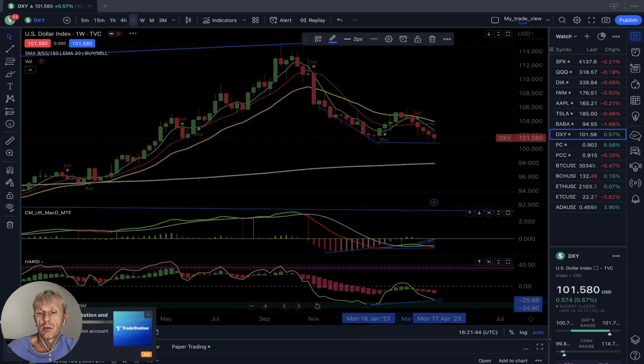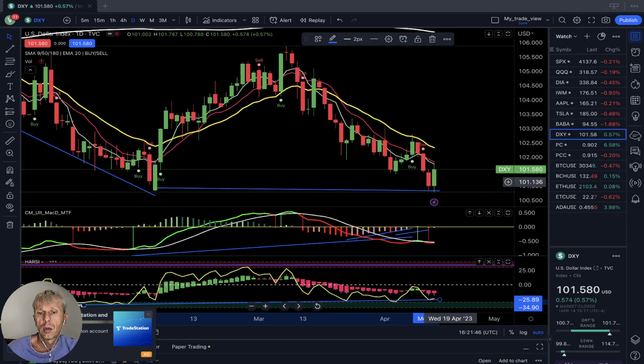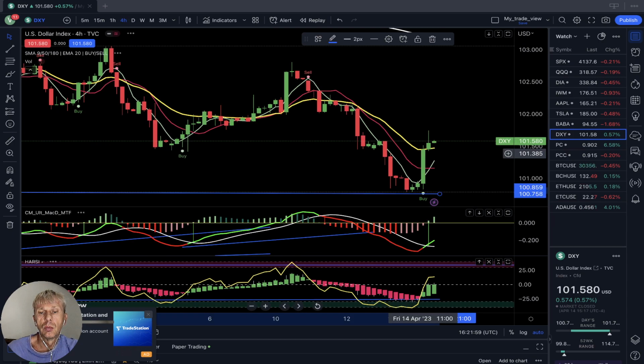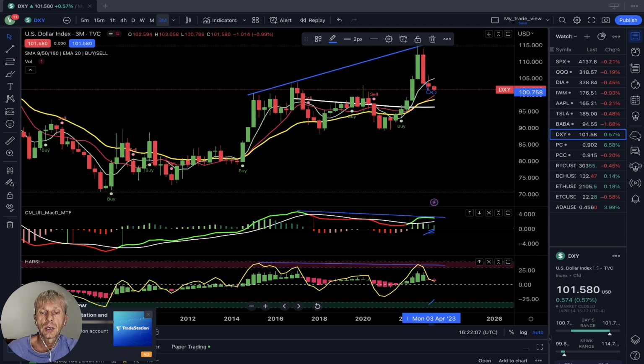On daily time frame, let's see, dollar, still bearish on daily time frame also. Still bearish on daily time frame. And 4 hours it is bullish. 4 hours, only 4 hours bullish. Daily, weekly, monthly bearish, except quarterly. Quarterly still bullish. That's what we have. Let's do a summary.